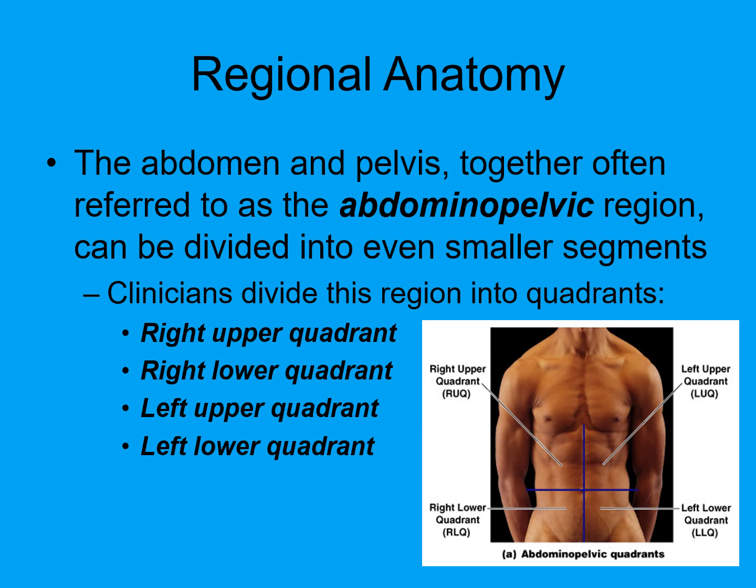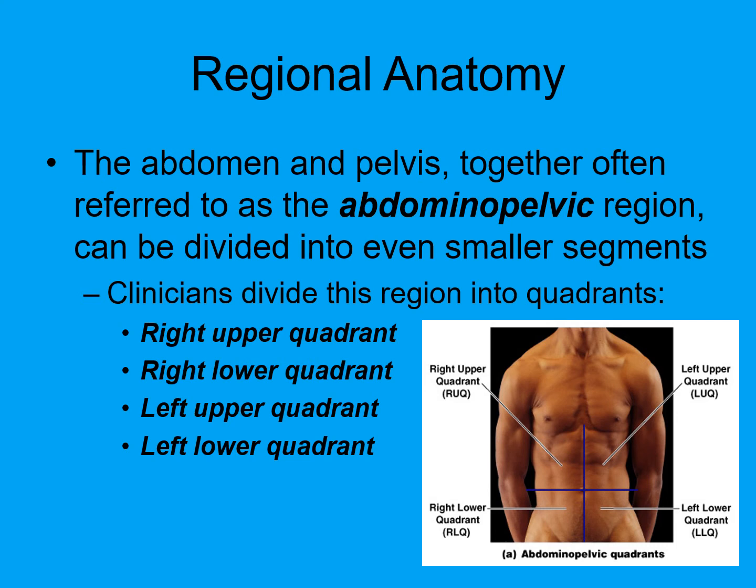Regional anatomy. Once again, the abdomen and the pelvic area is known as the abdominal pelvic region, and we often divide it into smaller segments. First, you can divide it into quadrants. Appreciate this now because they're really nice in the name. We have the upper right quadrant, the lower right quadrant, left upper quadrant, left lower quadrant. And when we talk about right and left, it's always going to be the patient's right and left. So just keep that in mind.